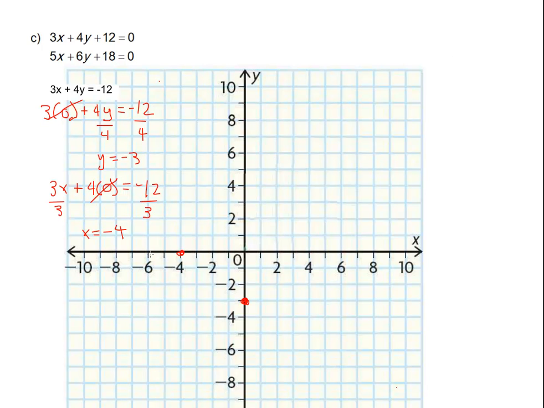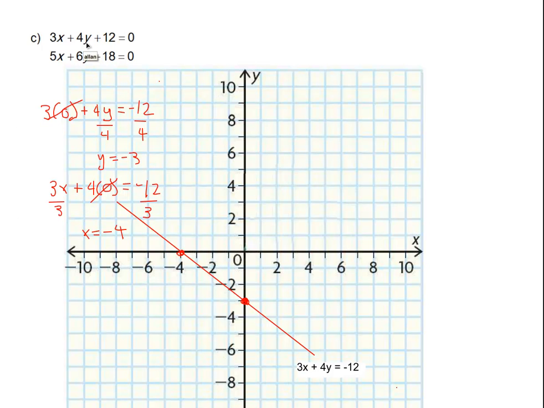So let's see. So it would look something like that. So that's this line. We'll put that there somewhere. Now, we could have also solved for y and put it in y equals mx plus b form. So let's do that too.